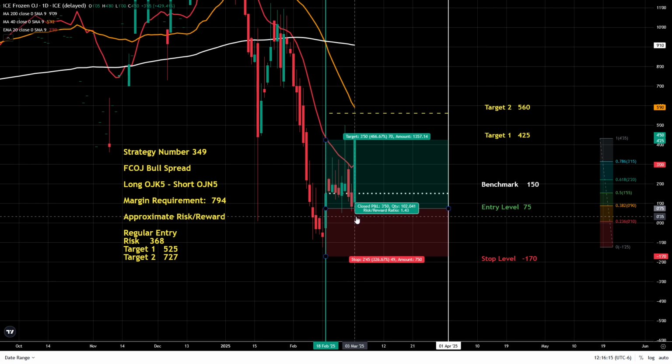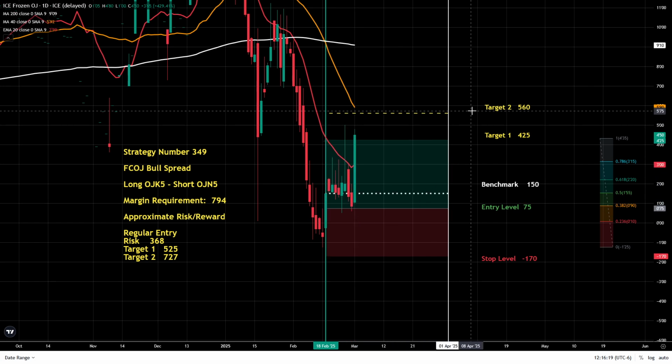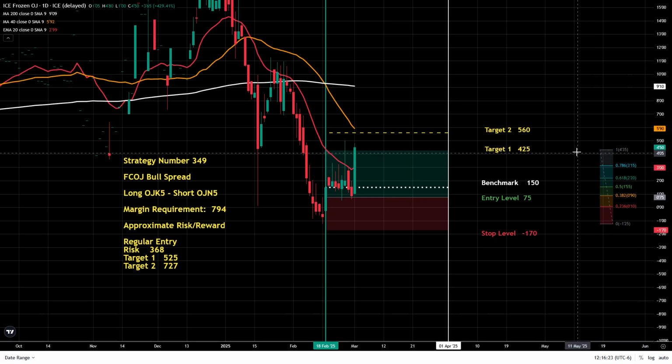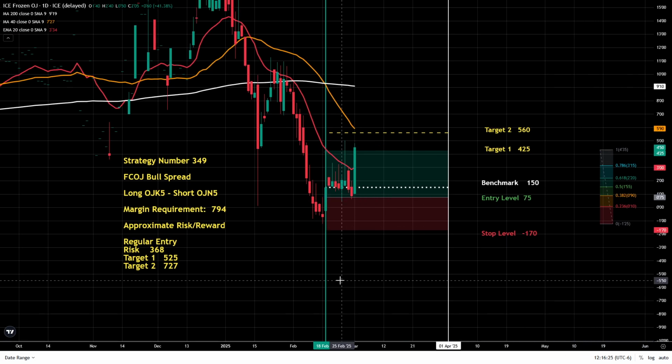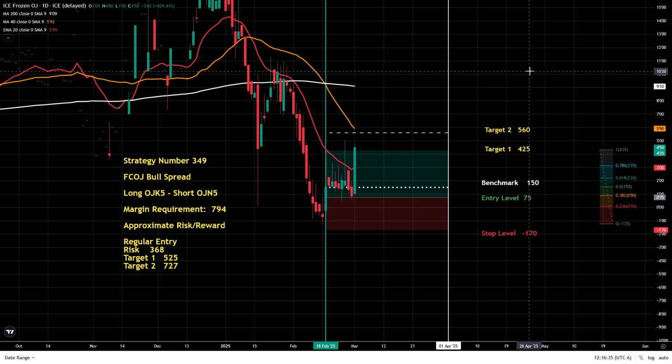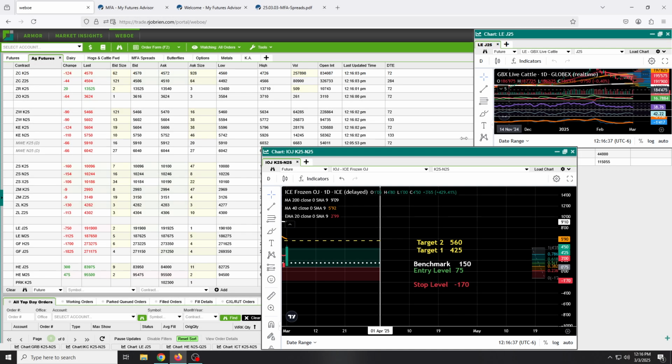And then today had a pretty explosive move to the upside where it looks like it might actually get the target 2, but that's totally up to you as to whether or not you want to stay on board and press it to the 560 level. So this one's going to go off as a winner. It took about 5-6 trading days to do so, and everything worked out according to plan. All right, so this one's going to go off as a winner. That's strategy number 349.